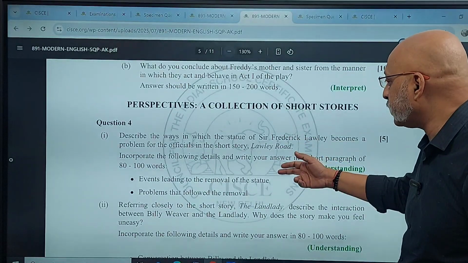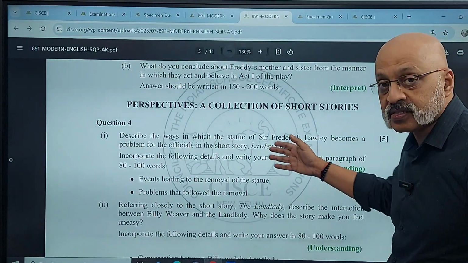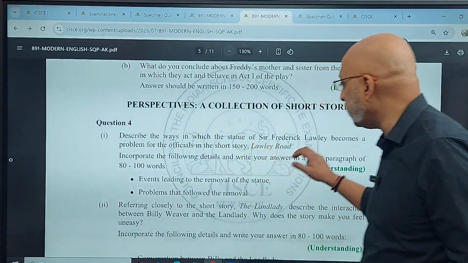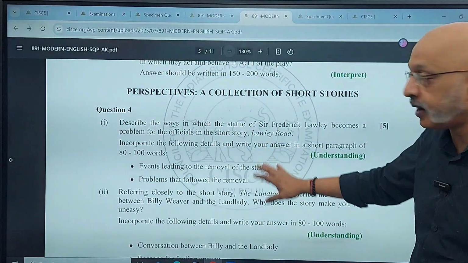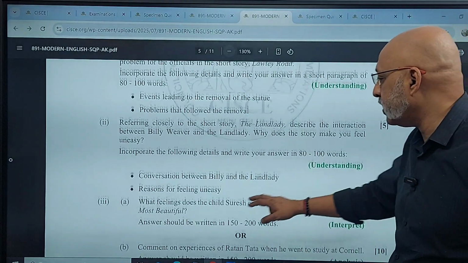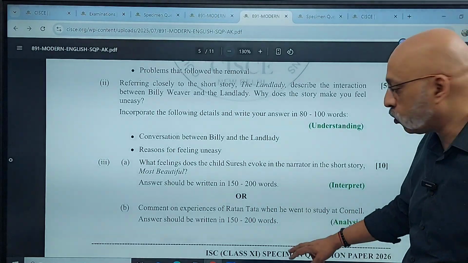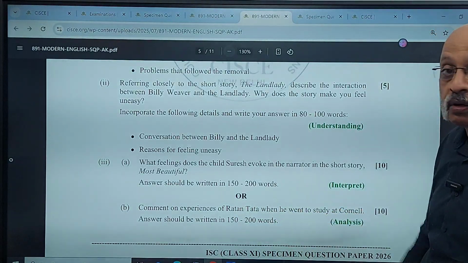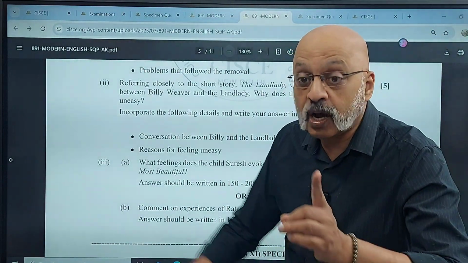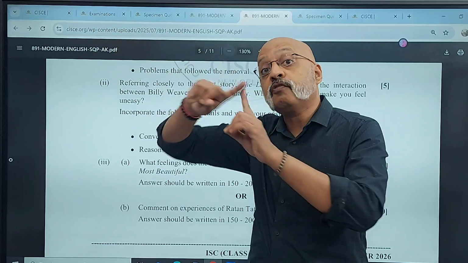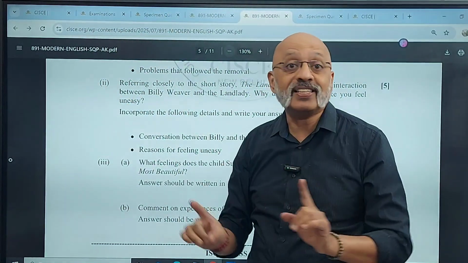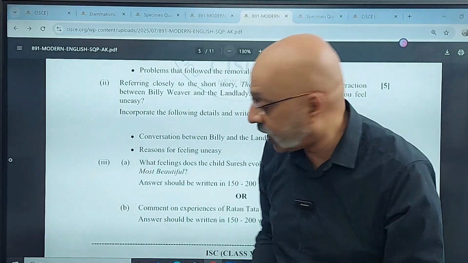Next we come to reflections and perspectives. Again, there will be 4 chapters, and there will be 1 question from each. If you see, the first 5-mark question is from R.K. Narayan, the second one is from the landlady, the third one is from Most Beautiful, the 10-mark question, and the second 10-mark question is from the Ratan Tata chapter. So you are being left out only 1 chapter, but that 1 chapter may come in the 40 to 50 word question or in the MCQ. So everything gets covered, so you cannot afford to leave out anything.